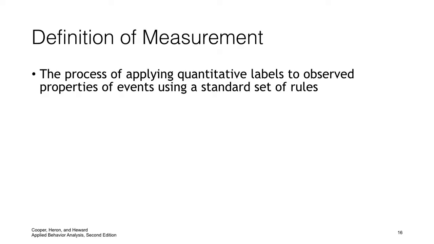Now, once you set your target behaviors, you should consider how to measure those behaviors because we want to know if there will be progress in your students' target behavior after you deliver some interventions, right? According to your text, the definition of measurement is a process of applying quantitative labels to observed properties of events using a standard set of rules. So we will measure the behavior, we will quantify the behavior change so we can see the behavior progress.